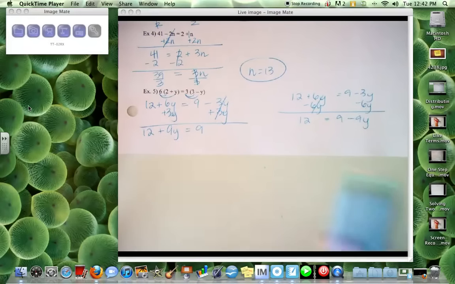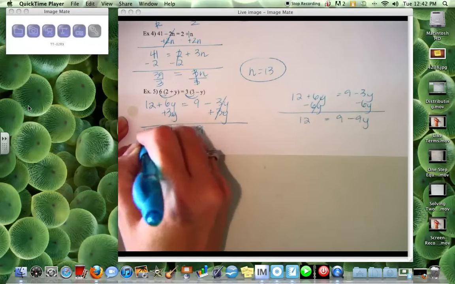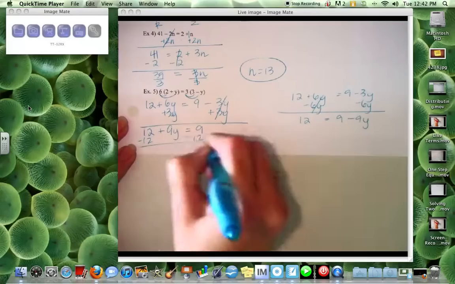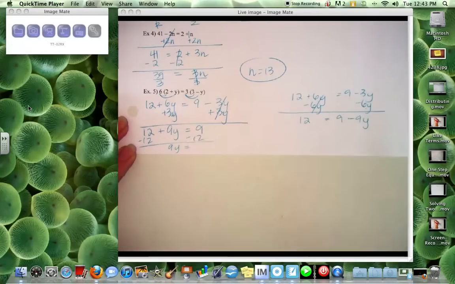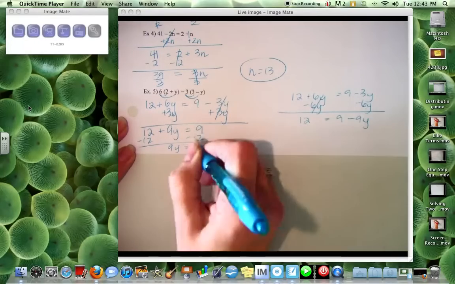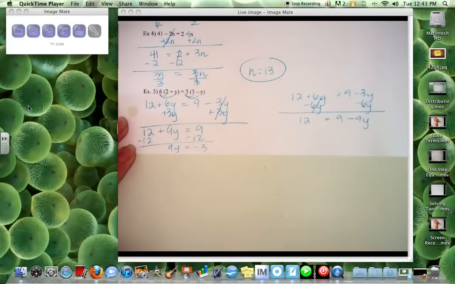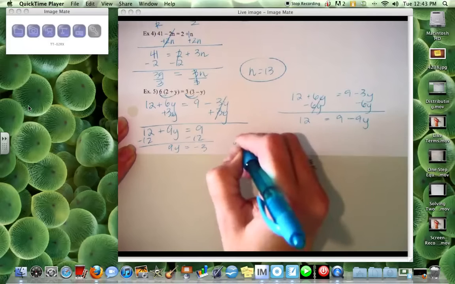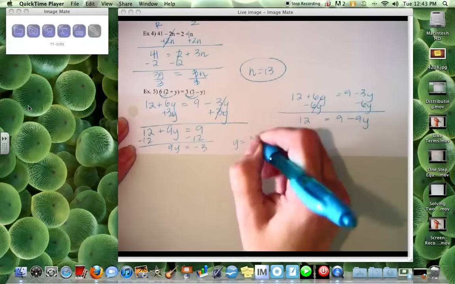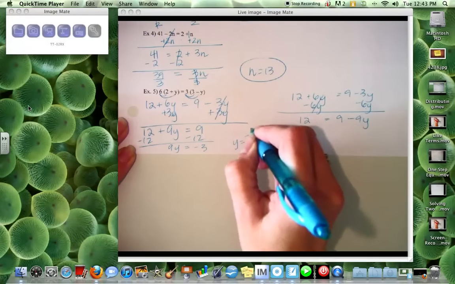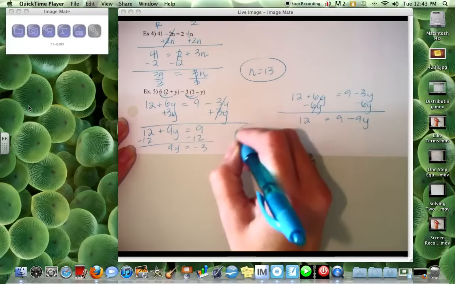So on the left, what's my next step? Minus 12. Okay, subtract 12. 9y equals what? Negative 3. Negative 3. Divide by 9. Divide by 9, and y equals negative 1 over 3.